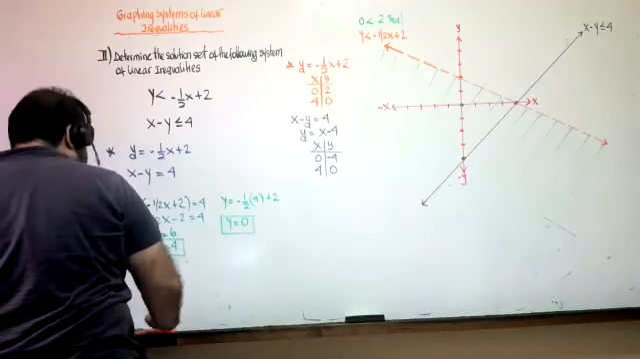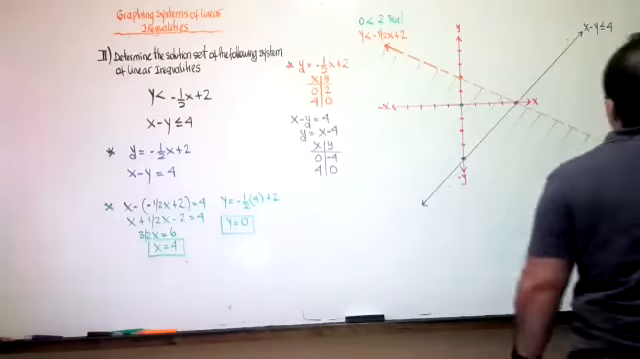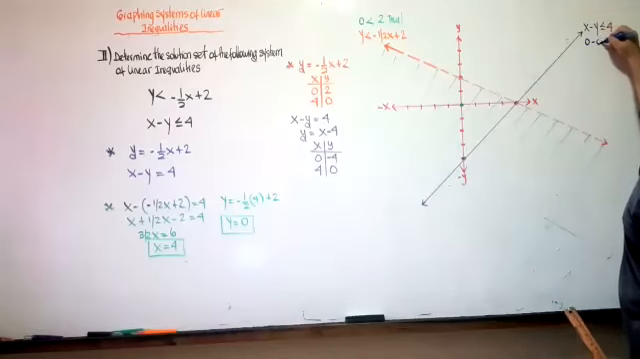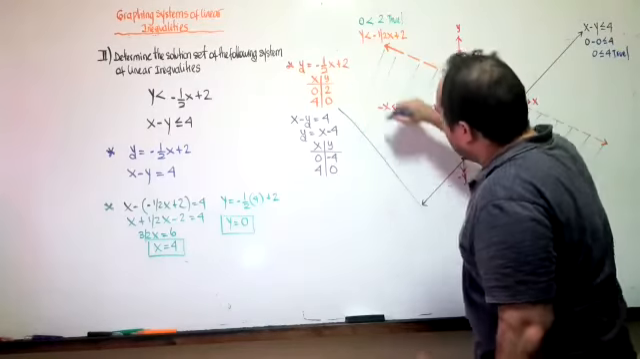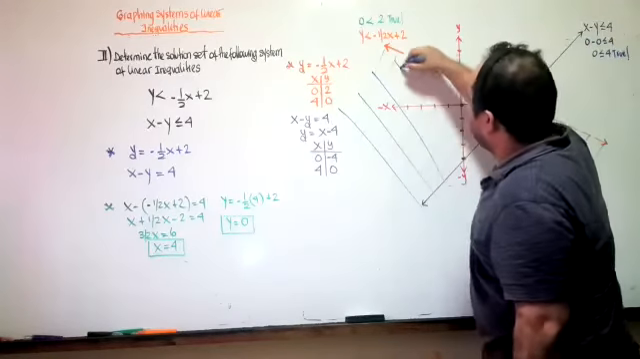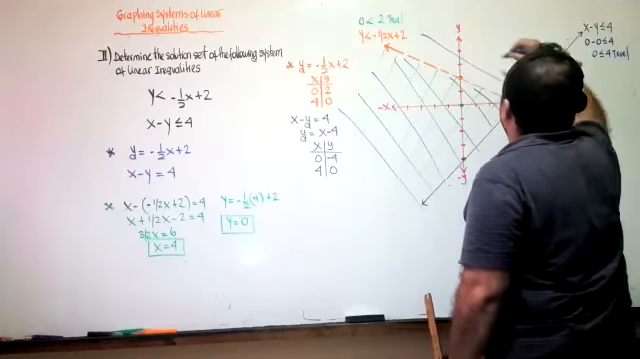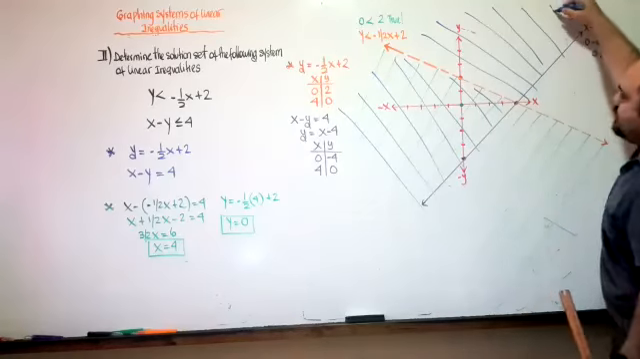Now let's talk about the blue one. Test point 0, over here. 0 minus 0 less than or equal to 4. 0 less than or equal to 4. Is this true? Yes, true. For that reason, the shaded zone will be located here.